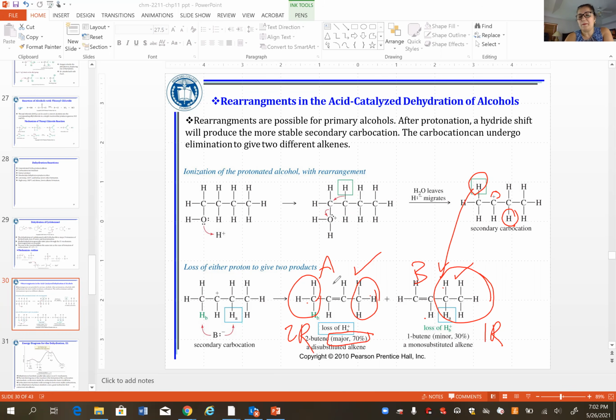So, di-substituted, mono-substituted alkene. Based on the Zaitsev rule, which you learned in chapter 8, the more substituted carbon-carbon double bond or more substituted alkene is more stable. A is more stable than B. As a result, A is the major product in this case, and B is the minor product.